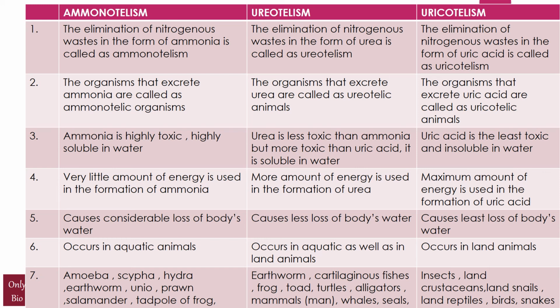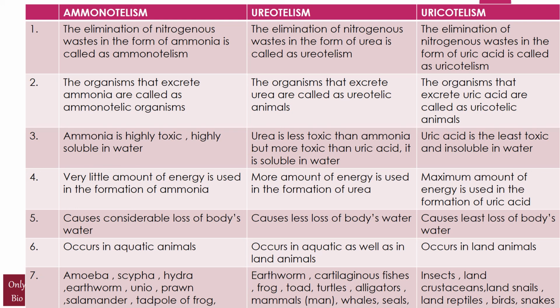Point number 4. Very little amount of energy is used in the formation of ammonia. More amount of energy is used in the formation of urea, and maximum amount of energy is used in the formation of uric acid. Point number 5. Ammonotelism includes considerable loss of body's water. Ureotelism leads to less loss of body's water, and uricotelism causes least loss of body's water. Friends, this point can also be written as water consumed is high and conserved is less. In that format, you can write it in your own words.